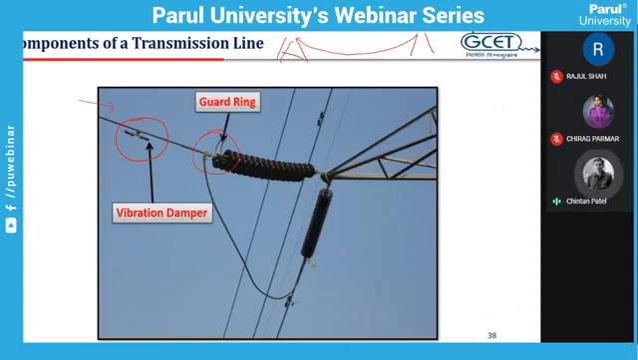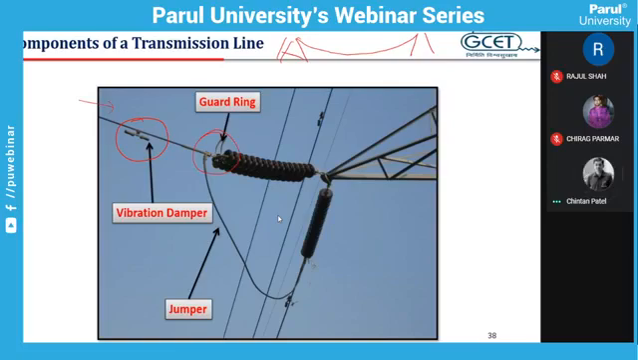Another component of the transmission line you can see is the guard ring. Generally, the guard ring is used to improve the string efficiency and to improve the potential distribution across the insulator string, so that the electrical stress on the nearest insulator disc can be minimized, thereby minimizing the risk of disc failure. So it is a guard ring. Now there are different shapes of guard ring, and they are used based on voltage class.